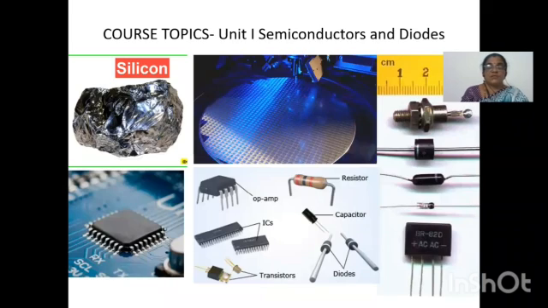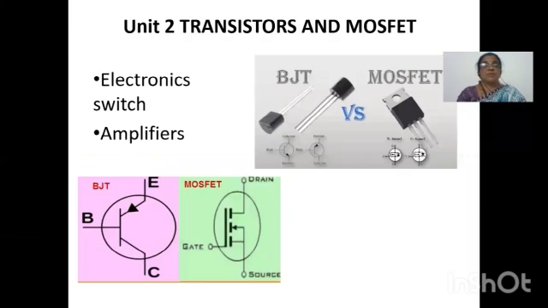So in this course of analog electronics, in the first unit, you will be studying about semiconductors and diodes. What are semiconductors? What are the properties of semiconductors? Why is it that we are studying the semiconductors? What are the products which are made? Diode is made from a semiconductor. What are the properties of diode, etc.? Very interesting. After studying this, we will be moving on to the second chapter, that is transistors and MOSFETs.